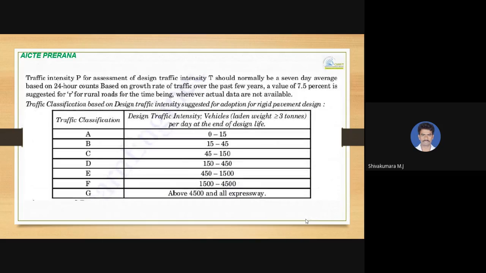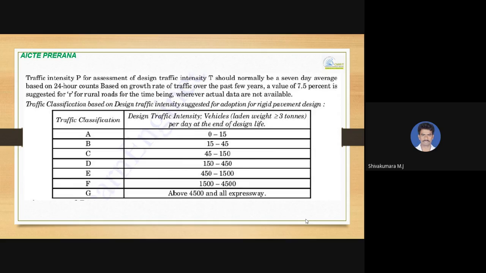So the traffic intensity P for assessment of design traffic intensity T should normally be a 7 day average based on 24 hour counts, based on the growth rate of traffic over the past few years. A value of 7.5% is suggested for R for rural roads for the time being, where actual data are not available. Traffic classification is based on the design traffic intensity suggested for adoption of a rigid pavement design.